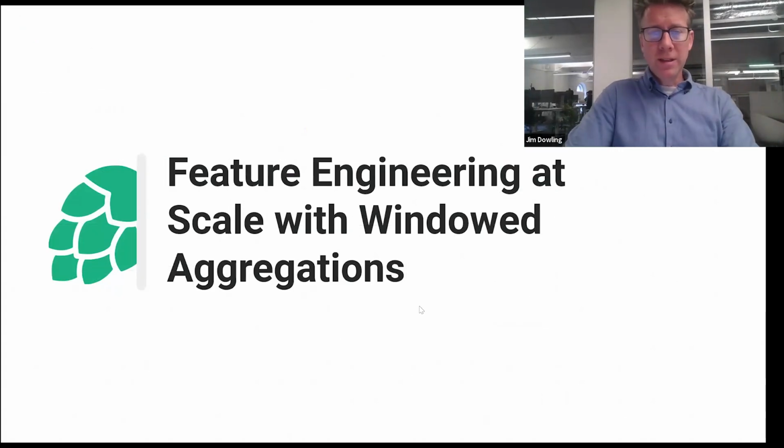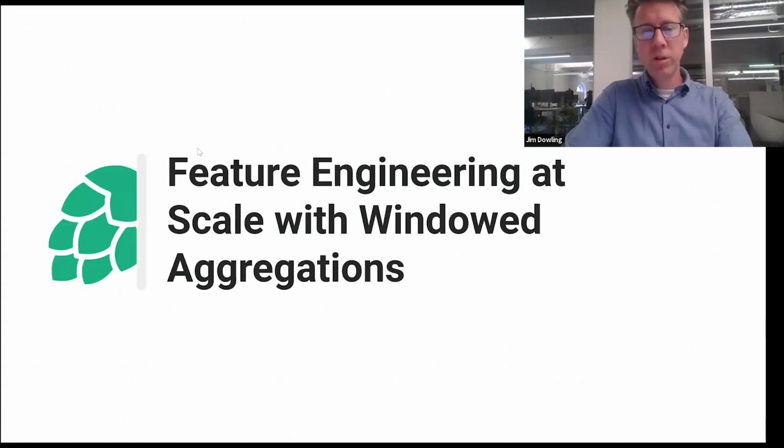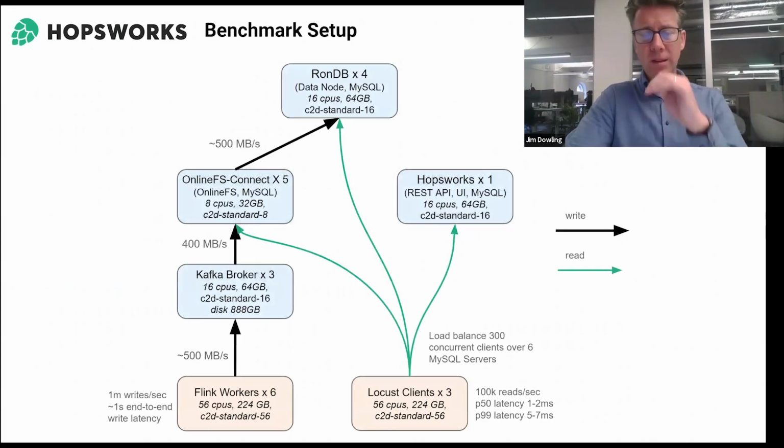So let's start by looking at, because we're looking at scale as well here, this streaming feature pipeline and how we can do streaming feature pipelines at massive TikTok scale. This is the setup I have. We have 6 Flink workers with 56 CPUs each. That's a total of 336 CPUs and quite a lot of memory. This is running on GCP.